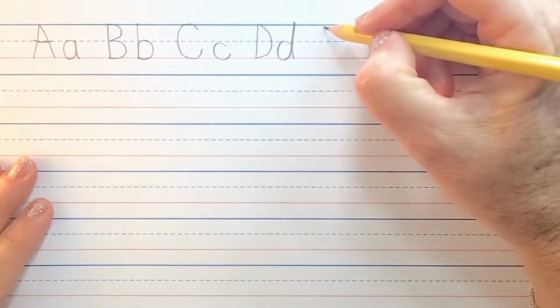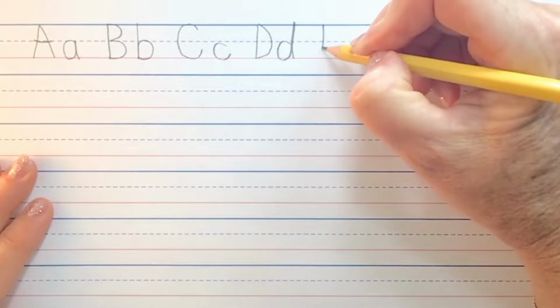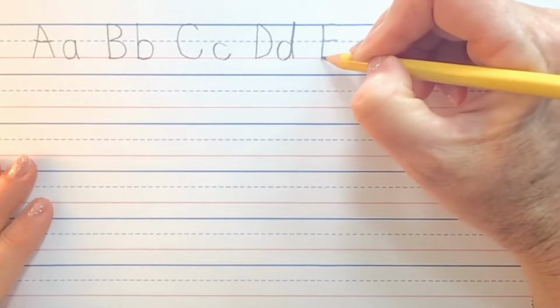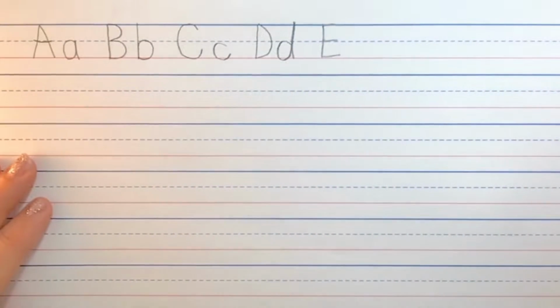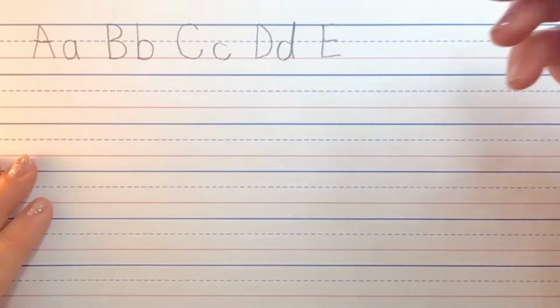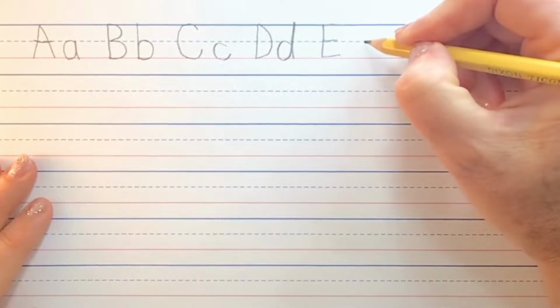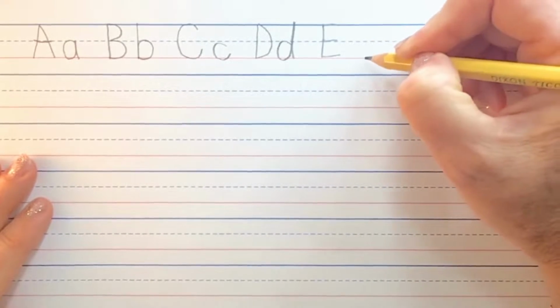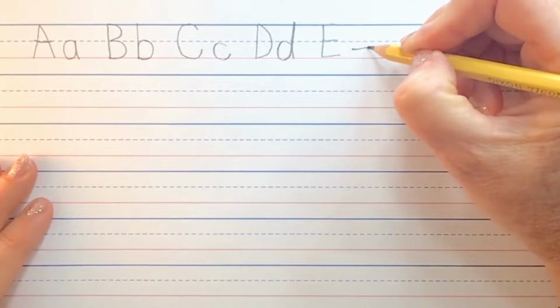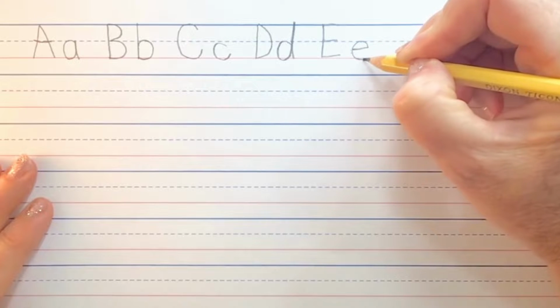E, start at the top, pull down, jump up, little line, little line, little line. Lowercase e looks totally different than uppercase. Start in the middle between the middle line and the lower line, and you slide, push up, curve around.